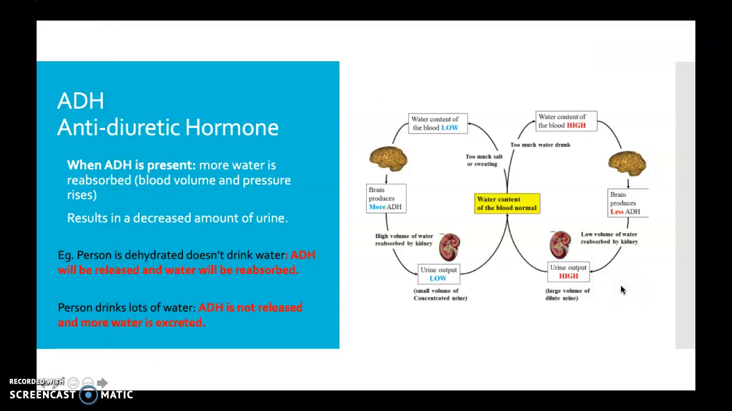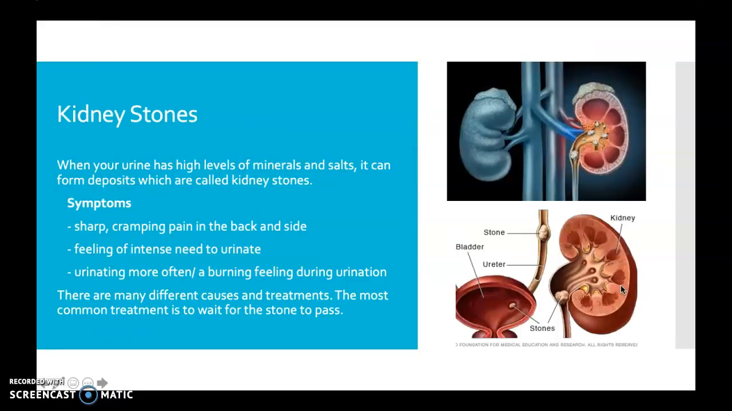Okay. So we're going to move on to kidney stones. Just briefly going over this. So remember, your urine is getting rid of waste products, and when your urine has high levels of minerals and salts, it can form deposits which are called kidney stones. So these are deposits of different minerals. Stones can be specifically calcium-based, which is the majority of them, up to about 80%. They could be uric acid-based, which is about 5 to 10%, and some of them can be from infections, which is about 10%.